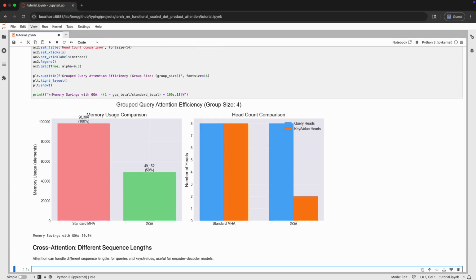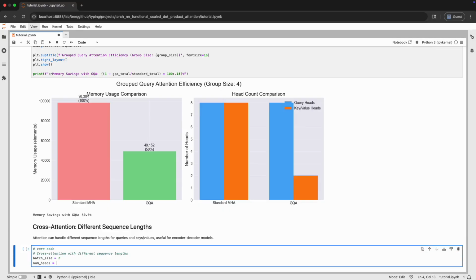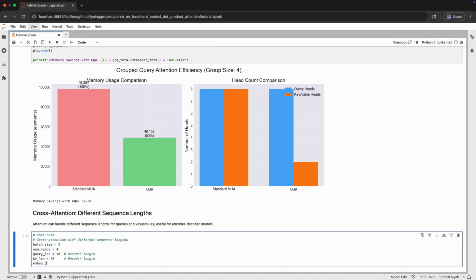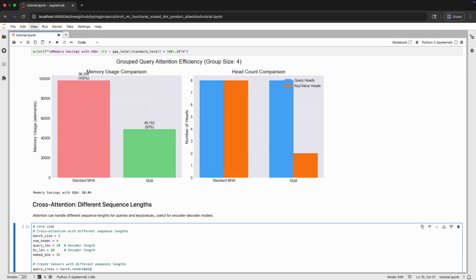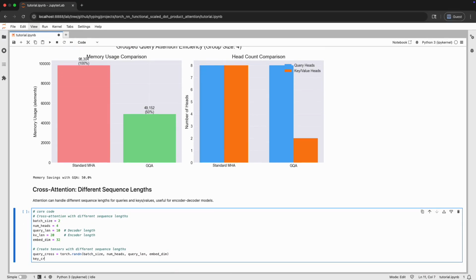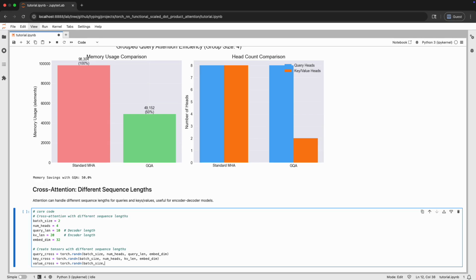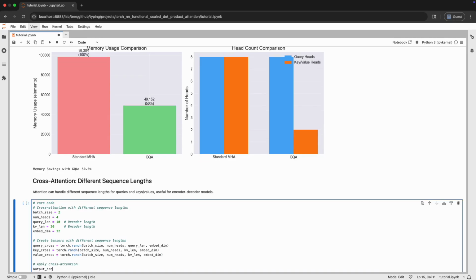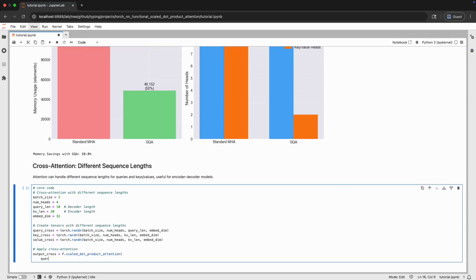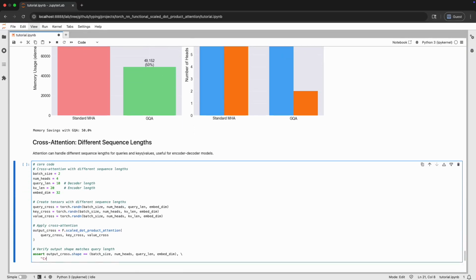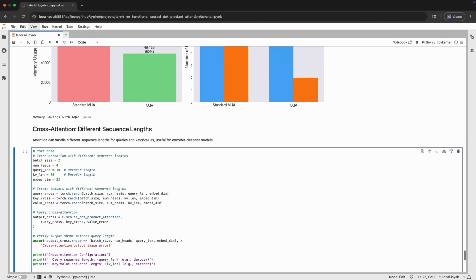Cross-attention is used when queries and keys or values have different sequence lengths, which is common in encoder-decoder models like machine translation systems. In this cross-attention example, I have queries with length 10, representing a decoder, and keys and values with length 20, representing an encoder. Each of the 10 query positions can attend to all 20 key positions, creating a 10 by 20 attention matrix. The output follows the query length, giving us 10 positions as output.